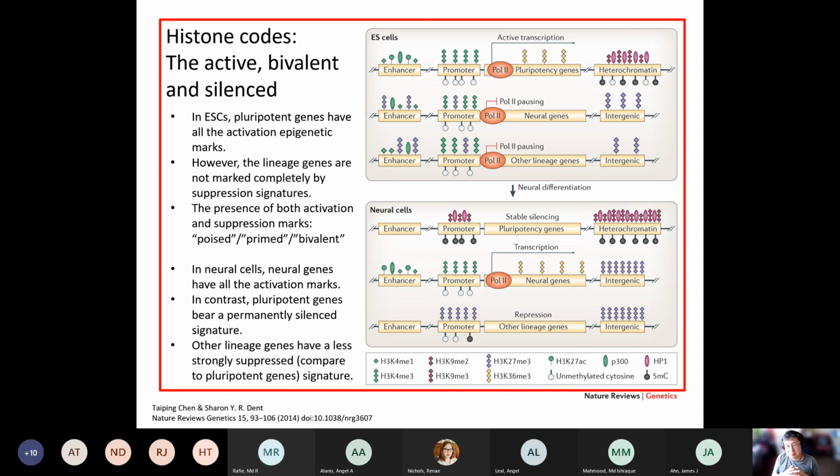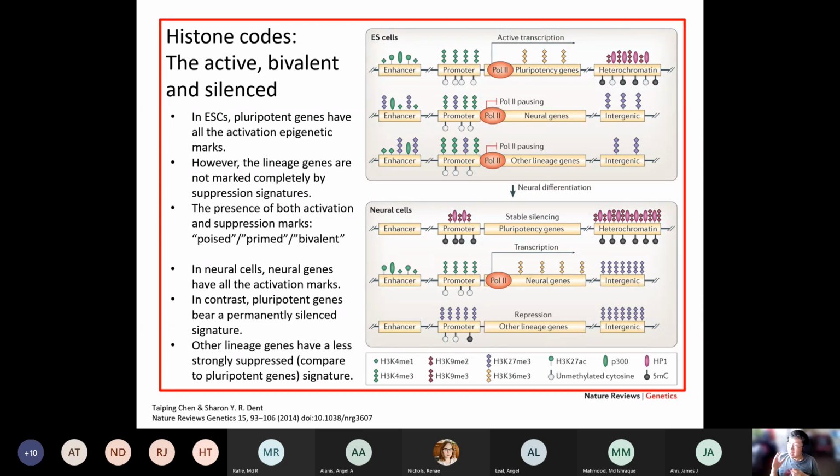That probably will cost a lot of energy. But instead, they put both marks there, negative and positive markers. Therefore, you have a bivalent state. So when the embryonic stem cells later differentiate toward neuron cells, they can easily turn off the negative mark. Okay, so that's called bivalency.